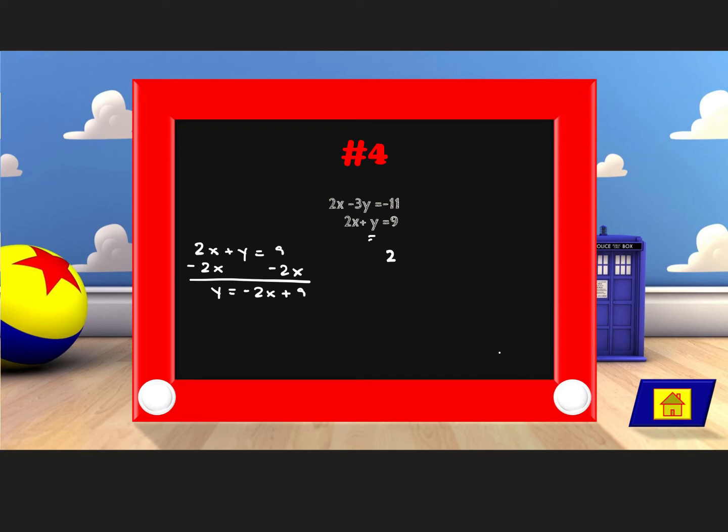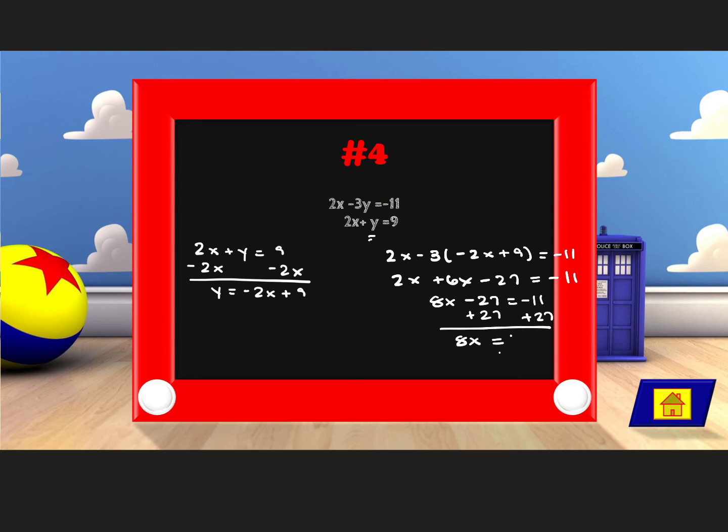Now I'm going to simply do like I did in the previous examples and plug in. I'm going to plug in the expression negative 2x plus 9 for y, and that is equal to negative 11. 2x, 3 times the negative 2 gives me a positive 6x. And then we have minus 27 equals negative 11. So we have 2x plus 6x is 8x, minus 27 equals negative 11. We're going to add 27 to both sides, and we get that 8x is equal to 16. Divide both sides by 8, and we get that x is equal to 2.